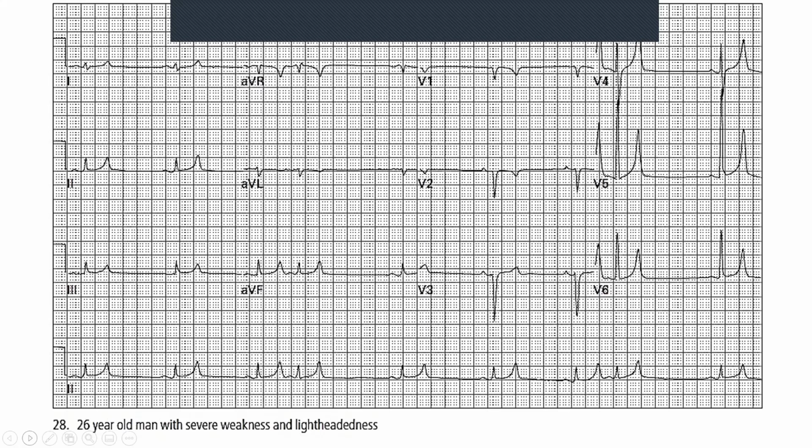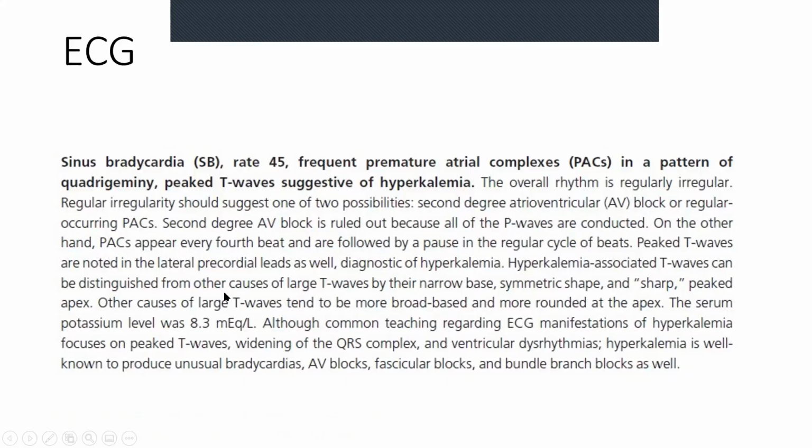Right? So I hope all of you saw it last week, had a bit of clue as to what's going on. Now, let's just have a look. So as we said, we've got a sinus brady. We said about 50. It came to about 45. The frequent premature atrial complexes, paired, quadrigeminy. It comes on every fourth one, all right? And then peaked T waves suggestive of hyperkalemia.